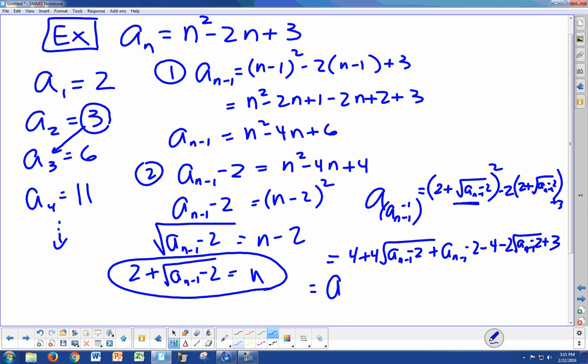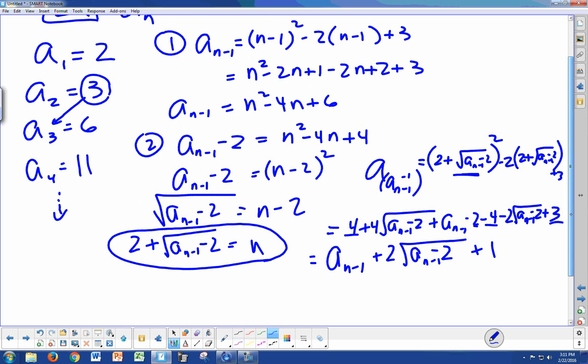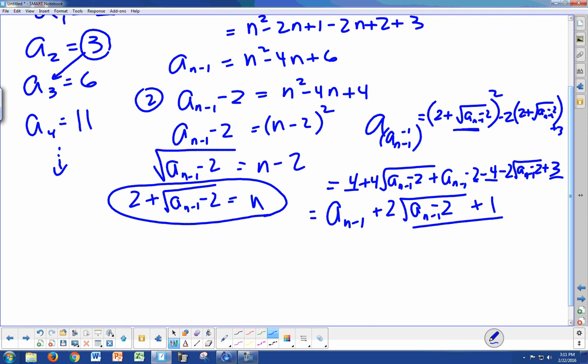So let's bring that first term out front, a sub n minus 1. We've got plus 2 of the radical a sub n minus 1 minus 2's. And I think the last term, if you add up all these constants here, I've got a 3, negative 4, negative 2, and then this one, I think we just get a plus 1 at the end there. Yep, plus 1. All right, double checking my work there. So that is supposed to be our natural recursive form.